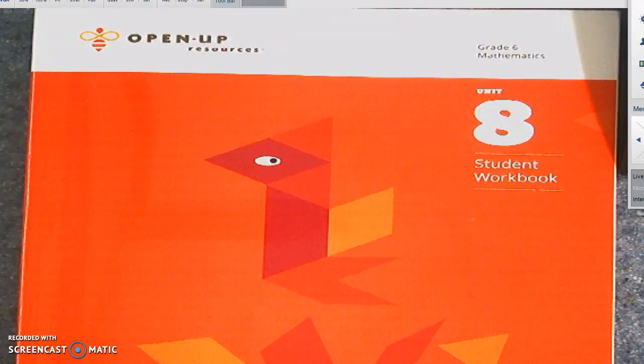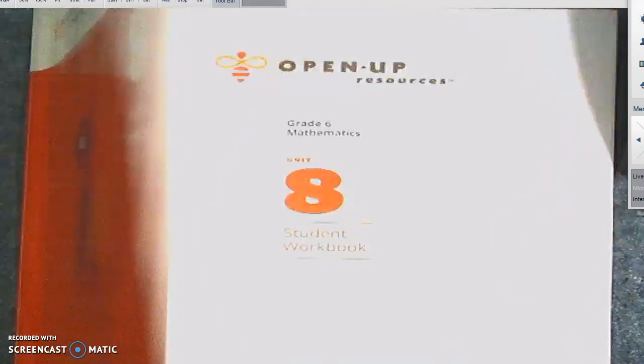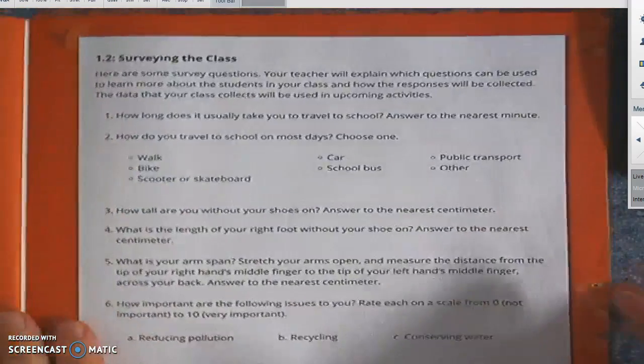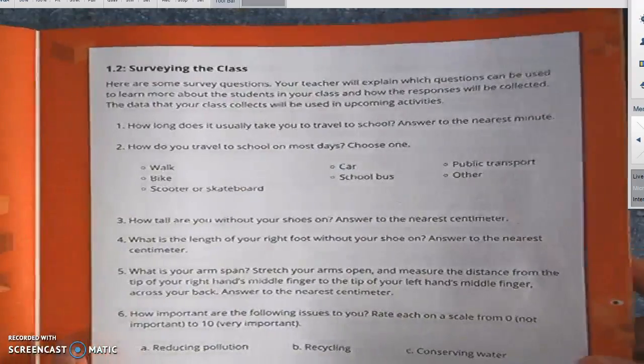I am going to do just a quick, hopefully quick, recap of what we've talked about so far in Unit 8. So we have looked at Lesson 1 and Lesson 2.